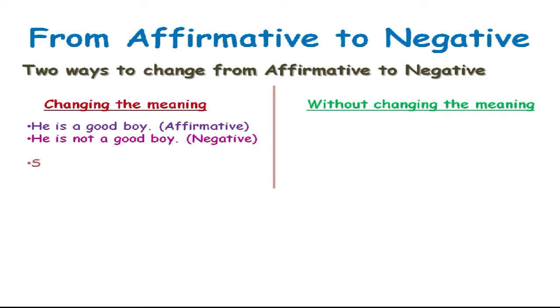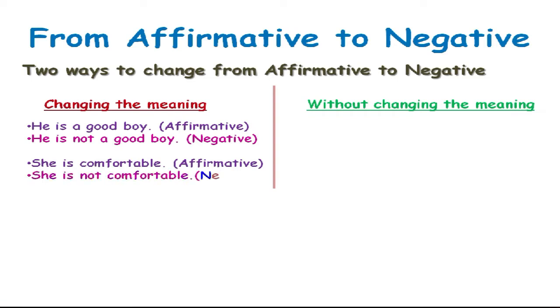Now let us look at the next example. She's comfortable. Again, if you see, this is a positive sentence, an affirmative sentence. What will be the negative sentence? She is not comfortable. So you just add the word not here. These two affirmative sentences become negative sentences. Now let's look at the next slide. He is a good boy. Again, it is a positive, affirmative sentence.